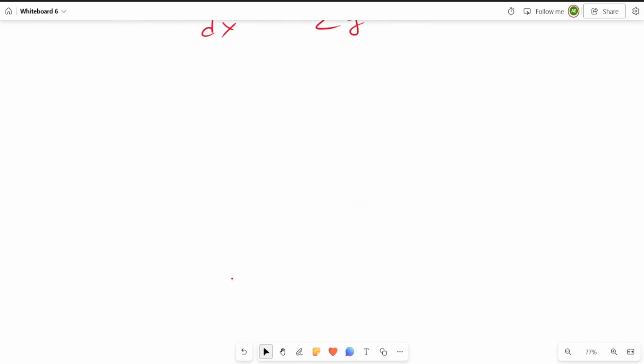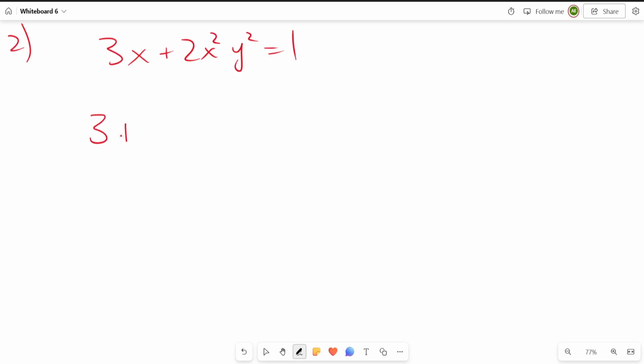Let's take another example. Say this is the second example. Let's say we want to differentiate 3x plus 2x squared y squared equals 1. Again, we'll start by differentiating each term. So the differentiation of 3x is 3 plus, okay, 2x squared times y squared. This is an example of the product rule, remember? If we have f multiplied by g and I want to differentiate it, it's going to be the differentiation of f times g plus f normal times the differentiation of g.